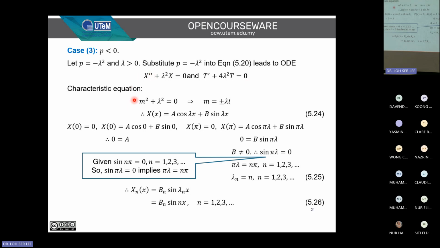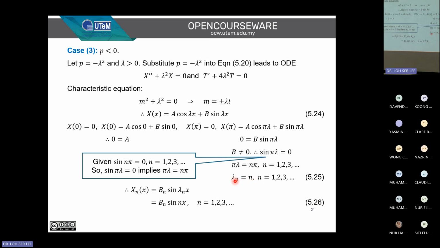We solve for the x first. Characteristic equation, and we find that it is complex conjugate. That's why we get this. Apply the first boundary condition, we get a equals 0. Apply the second boundary condition, we get this line. B cannot be 0, so the sine function is the one to be 0. For the sine function to be 0, your angle must be n pi. And hence you get your lambda, which is lambda n equals n.